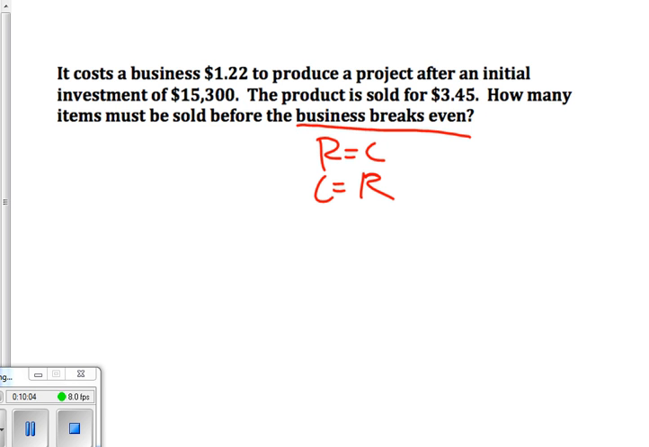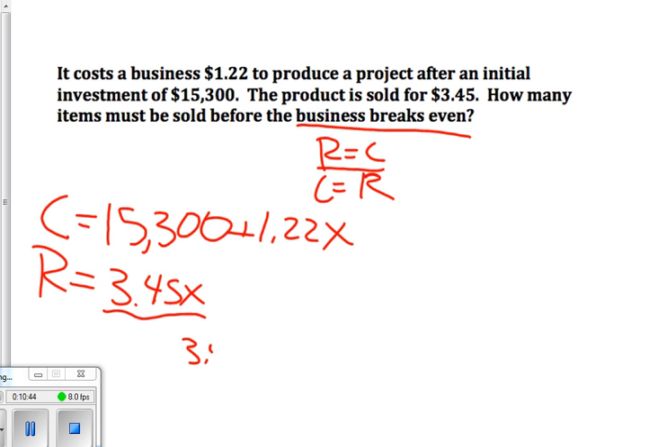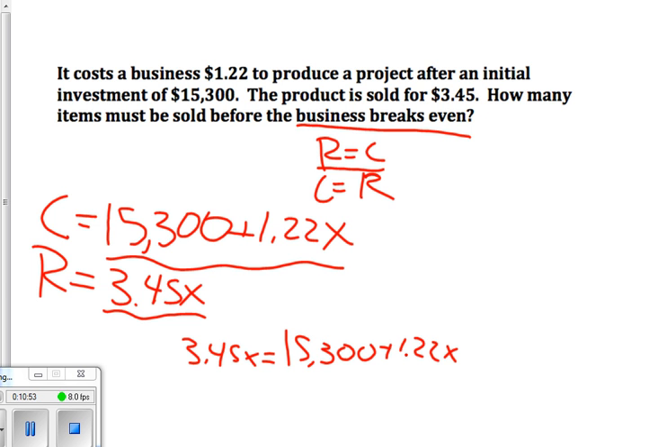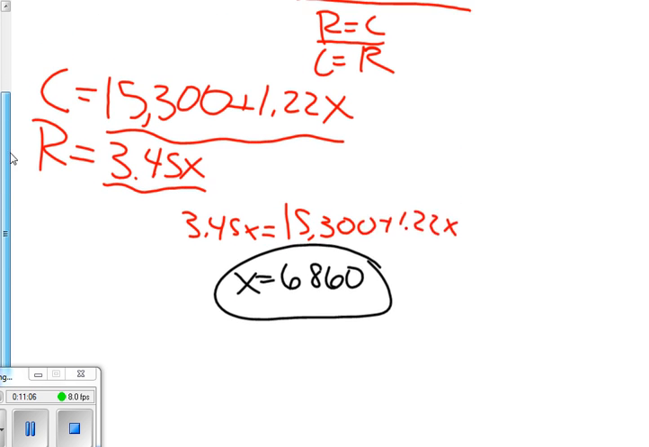Okay, so it costs a business. The first thing we want to do is calculate our costs. They invested $15,300, and then it cost them $1.22 to produce each. On your calculator. Okay, well, we're going to learn it this way. And then our revenue, they're selling them for $3.45 a piece. So if R equals C, here's our R, and here's our C. And you all got x to equal 6,860. We're just rounding to that.